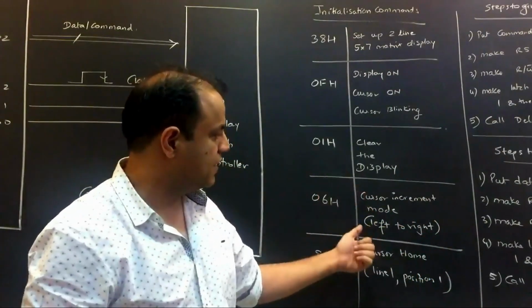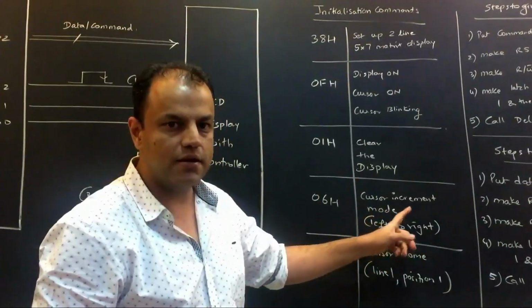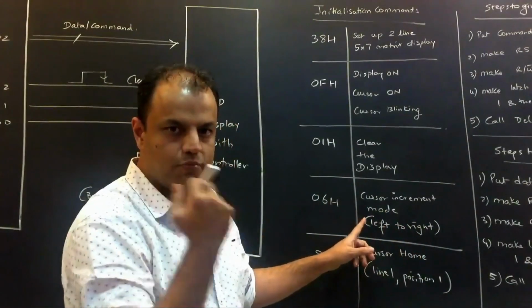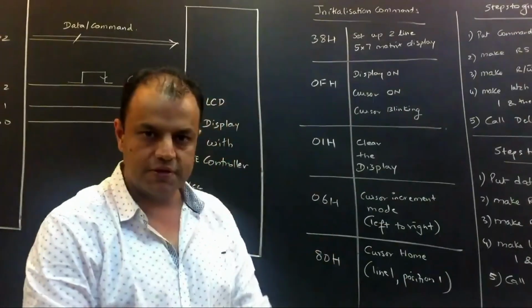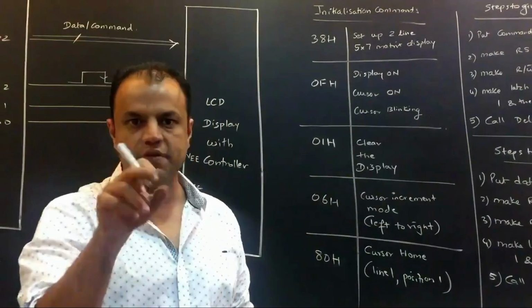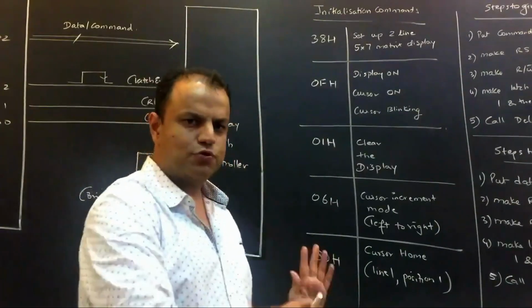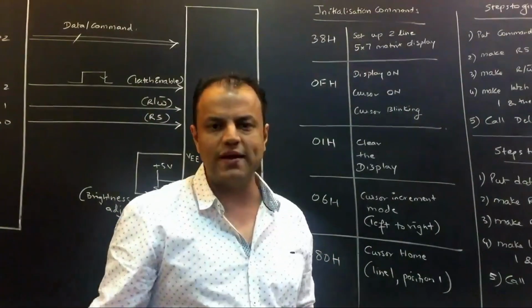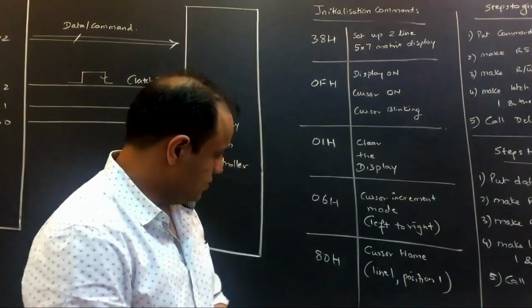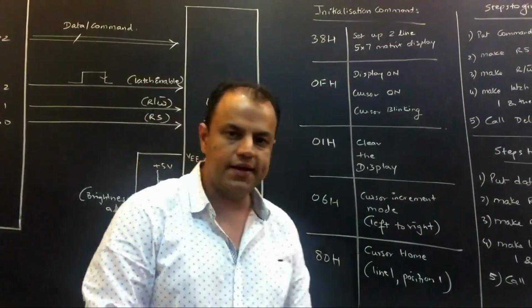So, I've chosen left aligned. Left aligned is also called cursor increment mode, where your display will go from left to right. For that the number is 6. In case you want to right align, give the number 7, 0, 7. As I said, there are lots of different commands that can be given. I have chosen one particular way to display, the most standard way of displaying it, of course. Then 80 is the cursor home command.